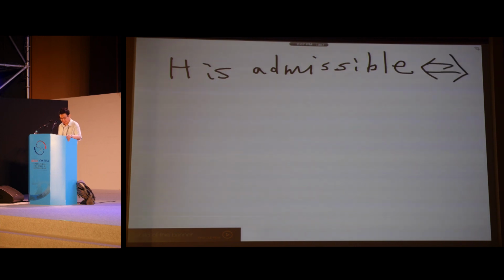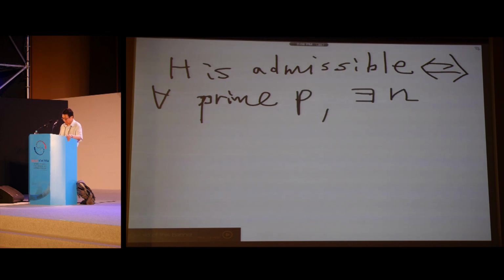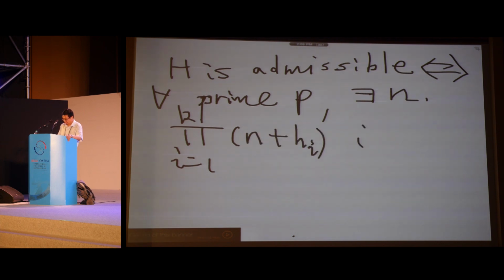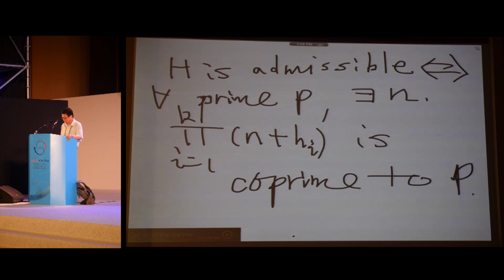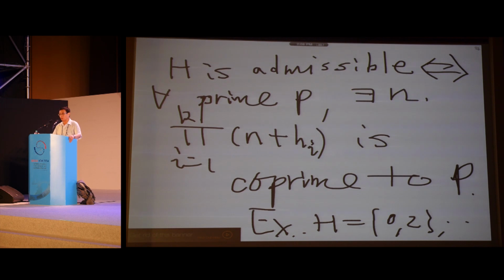We say this set is admissible, which just means that for every prime P, there exists an integer n such that the product of n plus h_i, for i from 1 to k, is coprime to P. This is the definition. For example, we can directly verify that sets like {0, 2} or maybe {0, 2, 6} are admissible.